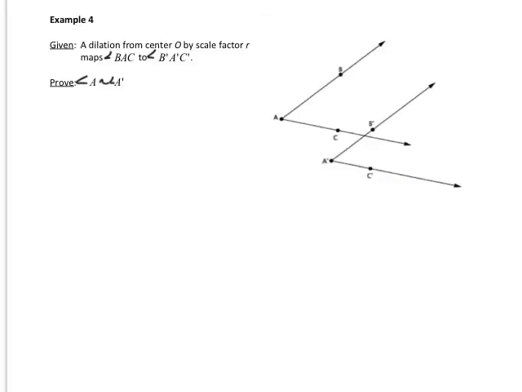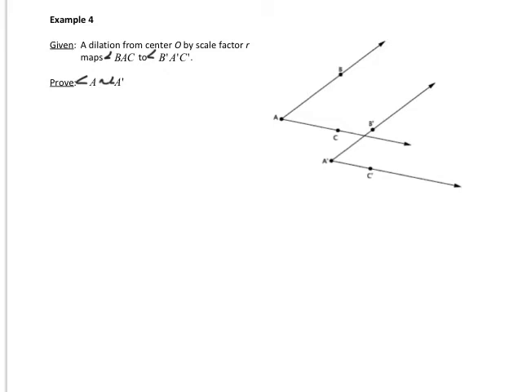Alright, since we know that dilations of line segments or lines produce parallel lines, we can use that in a little proof. So here's what we're given. We're given a dilation from center O by a scale factor of r that maps angle BAC to B prime A prime C prime. So my center is probably down here somewhere. I don't think the center really matters because we're going to use the fact that dilations produce parallel lines.